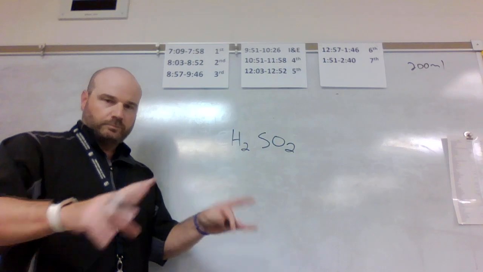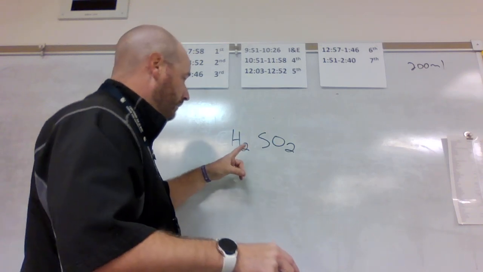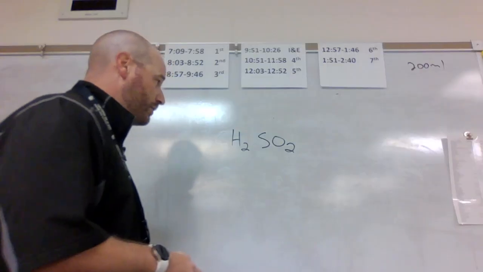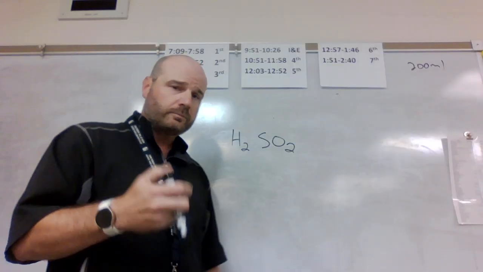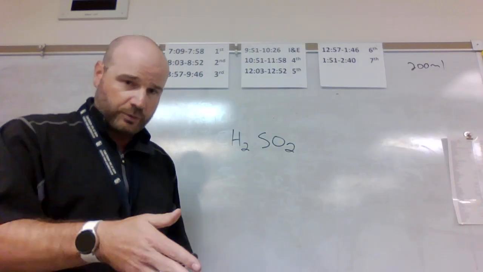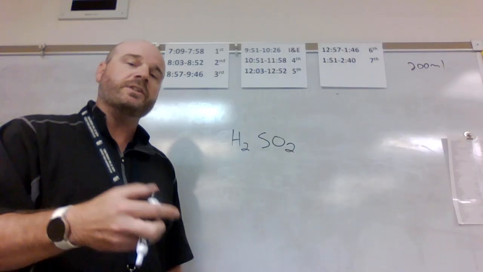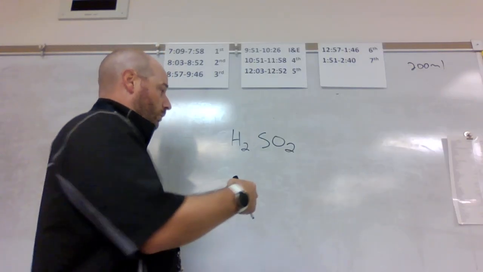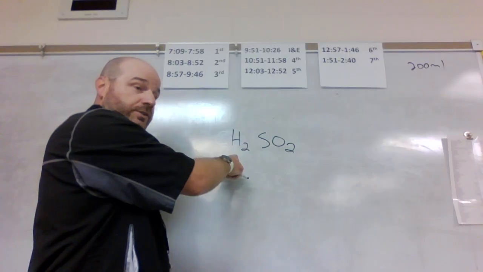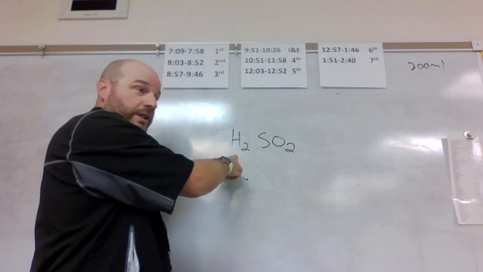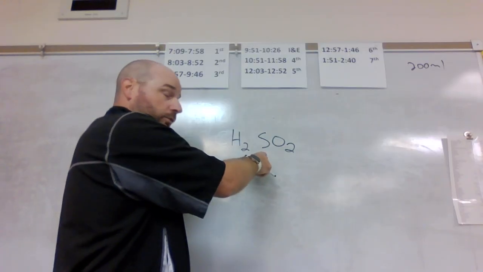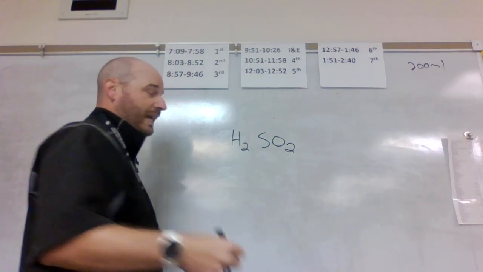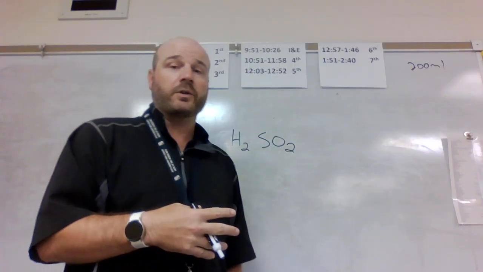Okay, so here we go. We got 3 elements present in this compound. So we have hydrogen, we have sulfur, and we have oxygen. Now, first thing, let's follow the steps here. The first thing we need to determine is, is this covalent? Is this ionic? Okay, so hydrogen is not a metal, so we know that's a nonmetal. Sulfur, also nonmetal. Oxygen, also nonmetal. So we have a covalent compound here.